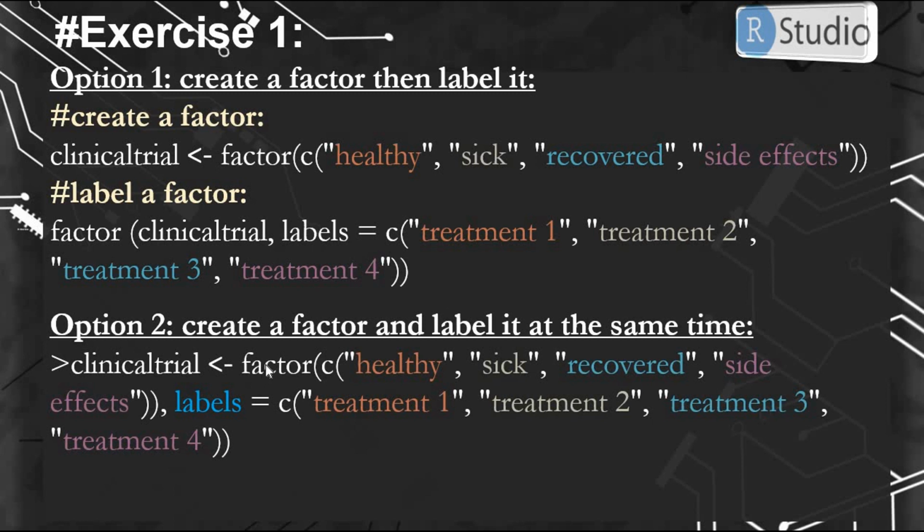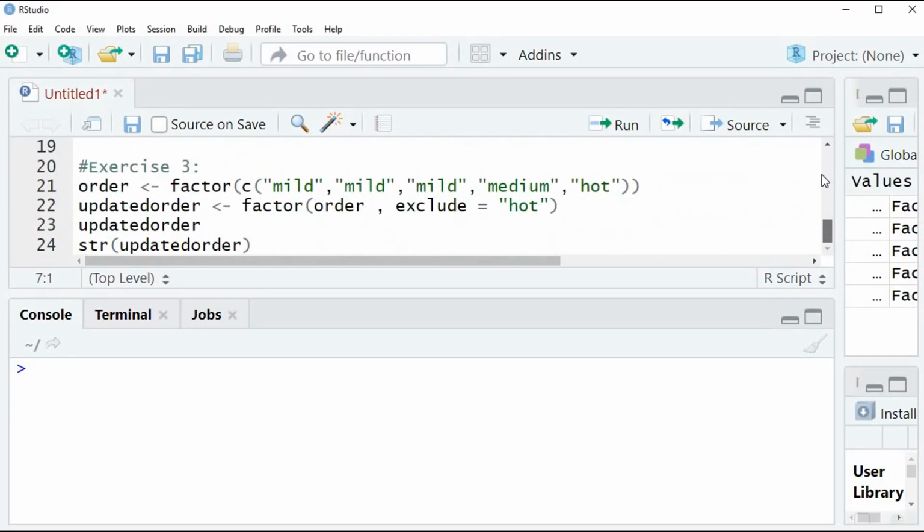So here we are using the factor function and we are writing our levels inside the vector as we learned last video, and we are using the labels argument and we are writing the names inside the vector again. You will find all this code in the description below.